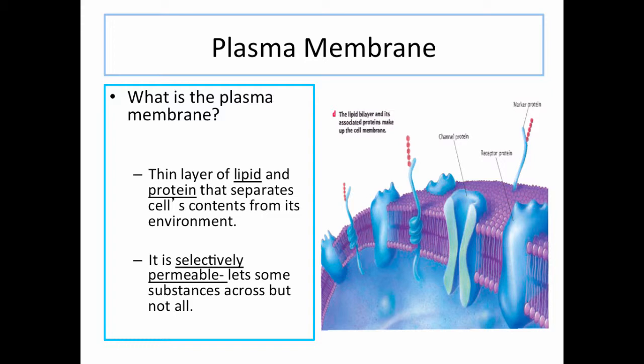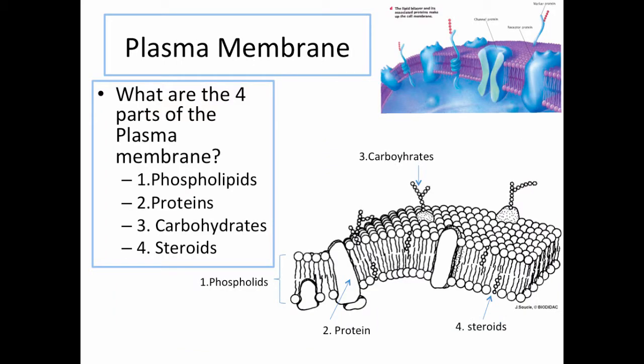So there's an inside to the cell and an outside of the cell, and the item that separates the two is the cell membrane. It's called selectively permeable because it lets some things cross it, but not all things cross it. It creates a barrier between the cell contents and the outside environment. There are four parts to the plasma membrane. It's also known as a cell membrane.